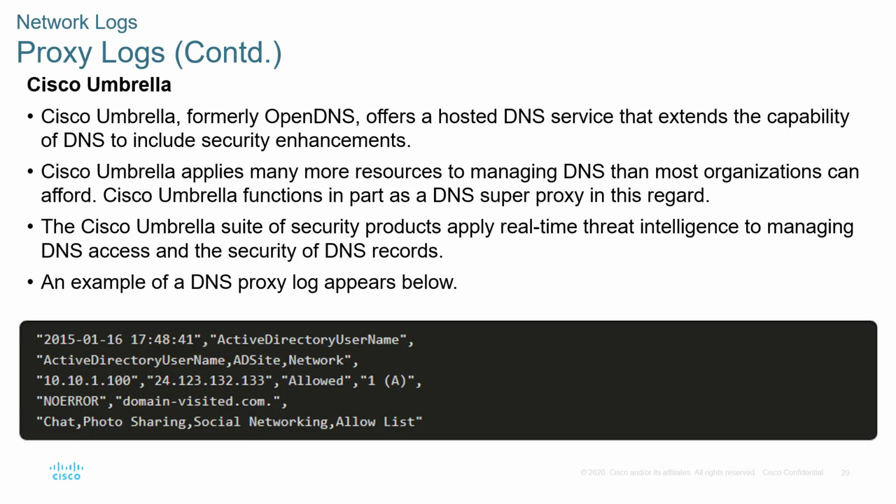Here's an example of a DNS proxy log as it appears. We have, again, the date and timestamp, the username, the AD site, the network, and what they're trying to accomplish. Normally we're looking at what type of record we're looking up, and then the URL we're trying to look up as well.